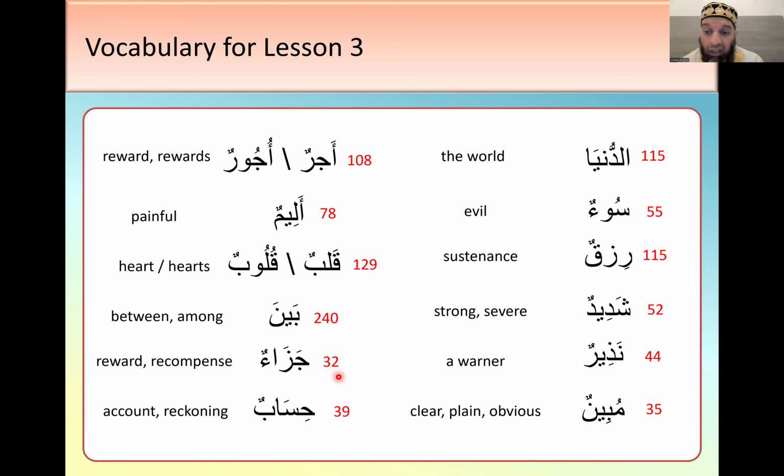Next one, ad-dunya, 115 times. Dunya means the world. Ad-dunya. Rabbana atina fid dunya hasana. Oh Allah, give me good in the dunya, in this world. Next one, su'un. Su'un, evil. To me, it sounds like that as well. Su'un, right? Evil, 55 times.